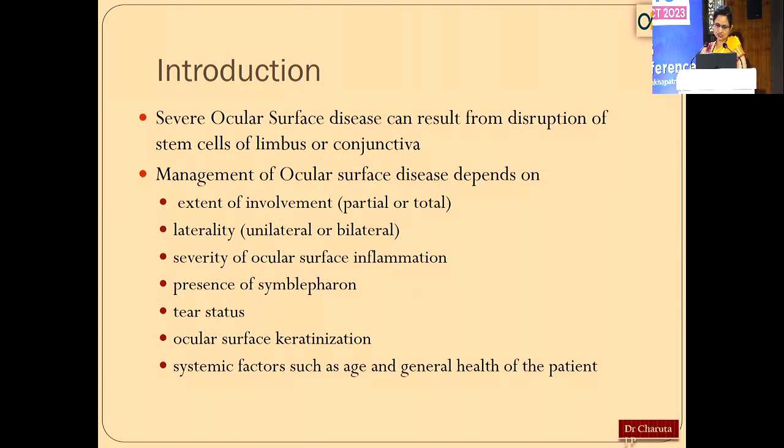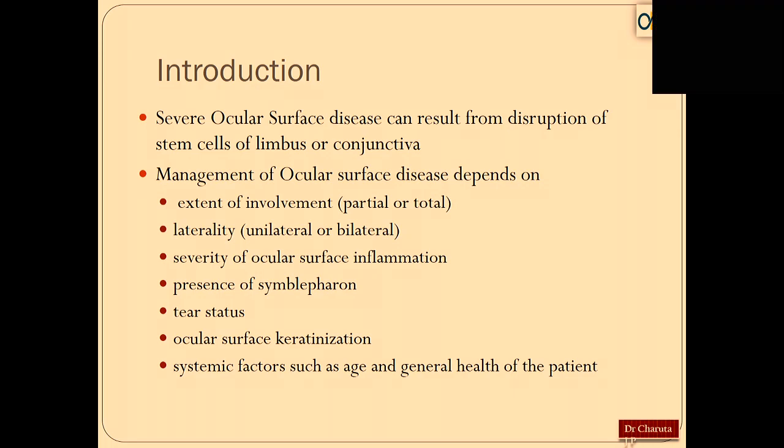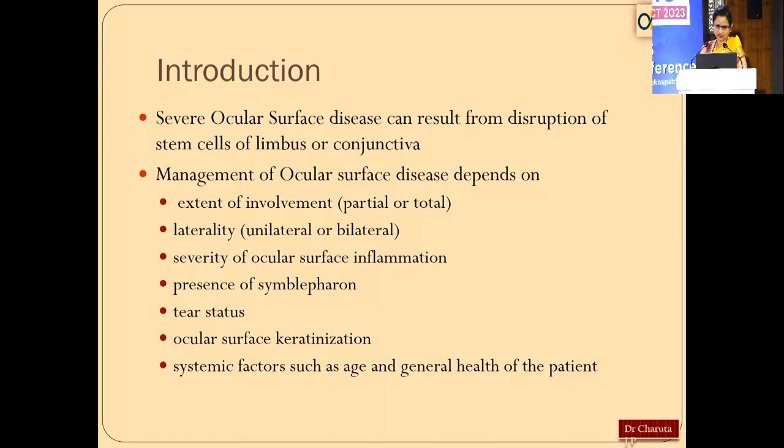Severe ocular surface diseases can result from disruption of stem cells of the limbus or conjunctiva, and the disease management depends upon the extent of involvement, laterality, severity of the inflammation, presence or absence of symblepharon, tear status, ocular surface keratinization, and systemic factors such as age and general health of the patient.